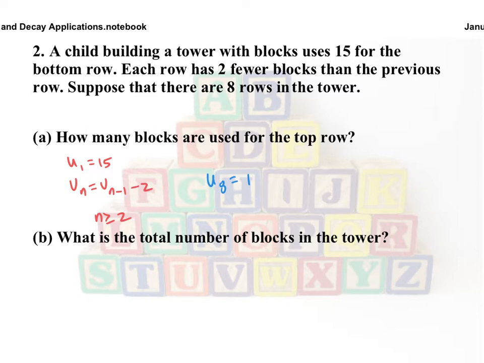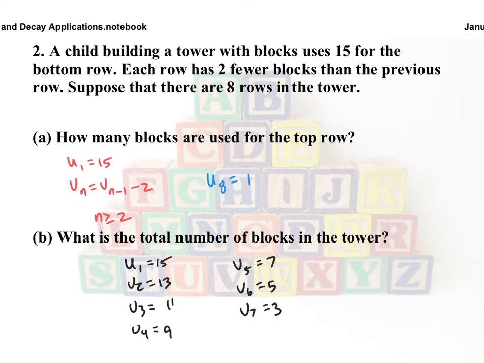What is the total number of blocks in the tower? Well, this is where we're looking at all of our values. U sub 1 is equal to 15, and then u sub 2 is 13, u sub 3 is 11, u sub 4, remember each of the sub values is equal to a particular row. U sub 5 is equal to 7, u sub 6 is equal to 5, u sub 7 is equal to 3, and then u sub 8 would be equal to 1. If we were to simply add all of those up, those would add up to 64 total blocks.